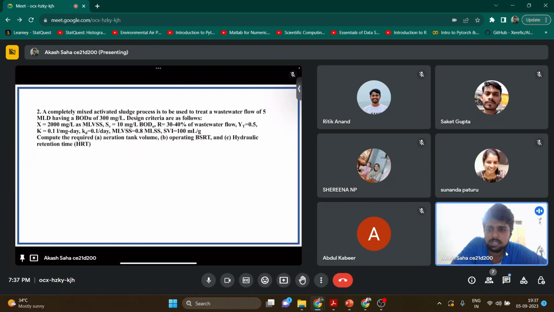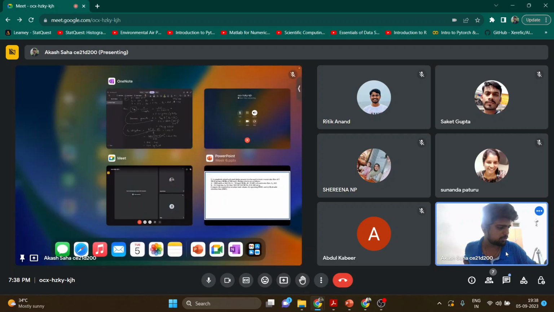So we have to find out the aeration tank volume, the operating BSRT. BSRT is, you can say, mean cell residence time. MCRT or BSRT both are same. And then hydraulic retention time. So effectively you have to calculate V, theta C and theta. So here we will see one more concept. I hope you have taken a screenshot of this question. So we will see what concept we have to see here.